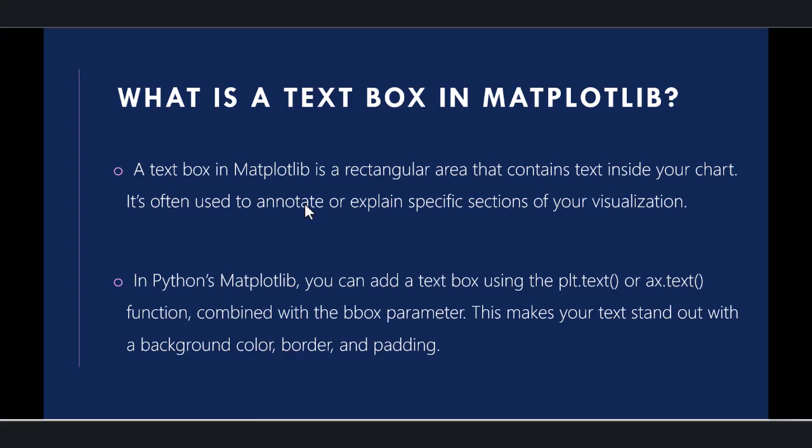In Python's Matplotlib, you can add a text box using the plt.text function or the ax.text function combined with a bbox parameter. This makes your text stand out with a background color, border, and padding. As I said, a text box in a chart helps us make the chart more meaningful with background color, border, and padding. This can be done by using the plt.text and ax.text functions, where we combine these with the bbox parameter. I hope you got some basic idea about our concept today.